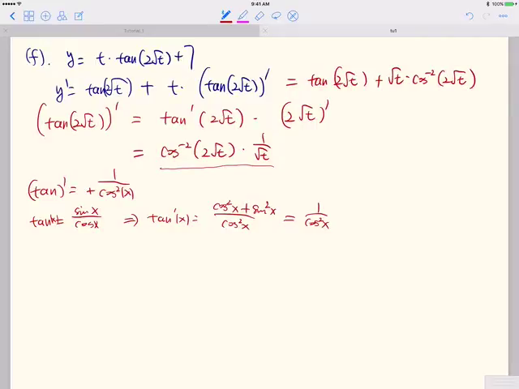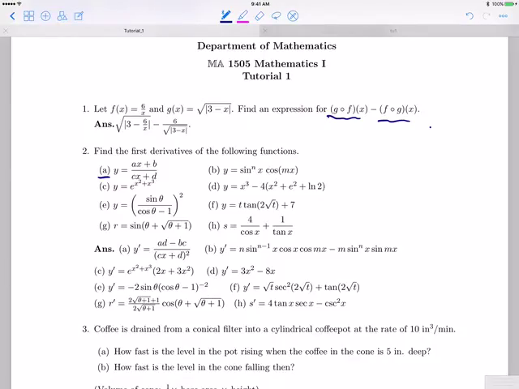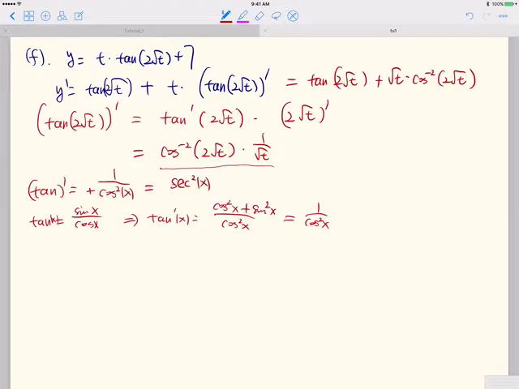Yeah, that's it. Or you can just denote this as SEC square of x. Okay, that will do it. Okay, so that's for question F. What's the next one?